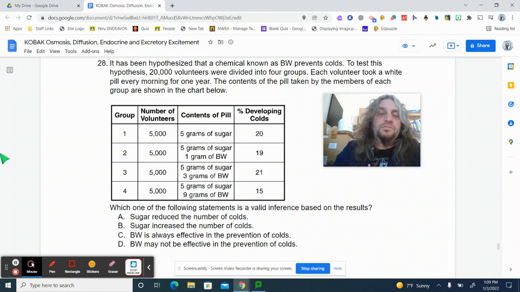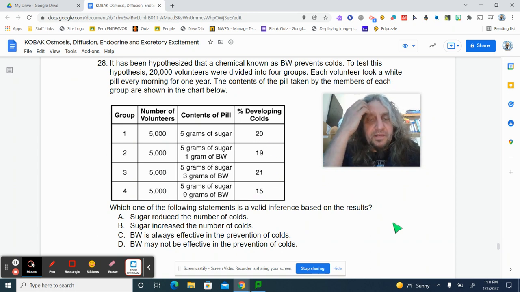All right, there are four groups. Each group has the same number of volunteers. Each pill has a different amount of the chemical BW. And then the percent developing colds, you see that you get different amounts in each group. Which of the following statements is a valid inference based on these results?